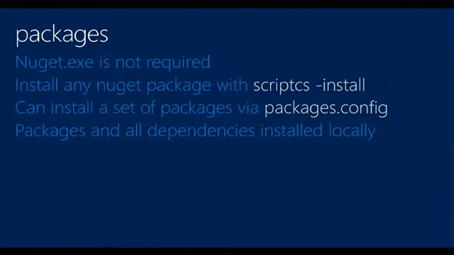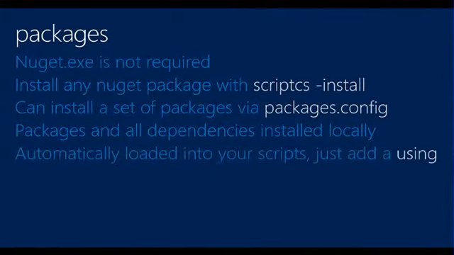It will install all the packages and dependencies locally. There's no global assembly cache or anything like that. We do have a notion in script.cs of global modules, which are where you actually want them to be global because they modify script.cs itself. I'm not going to delve into that in this talk. And you can see that they're automatically loaded. All I've got to do is add a using statement, and they work.